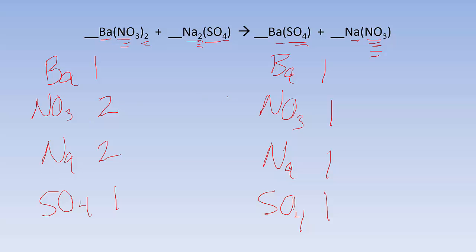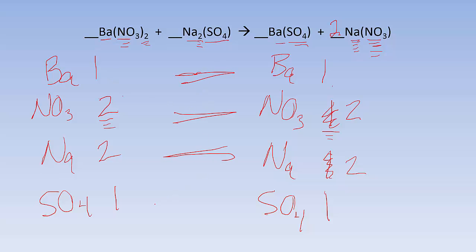So pick Na or NO3 to fix first, right? We only got 1 on this side, but we got 2 over there. So how do we fix that? Well, I got to put a 2 in front of the compound that has Na or NO3. So now I have 2 NO3s, but I also changed my Na. So now I got 2 Na's as well. And hey, look at that. Everything's balanced now. 1 and 1, 2 and 2, 2 and 2, and 1 and 1. So everything's good.